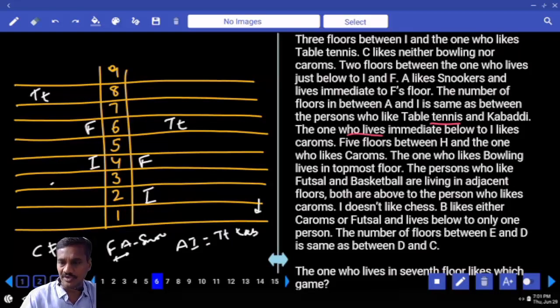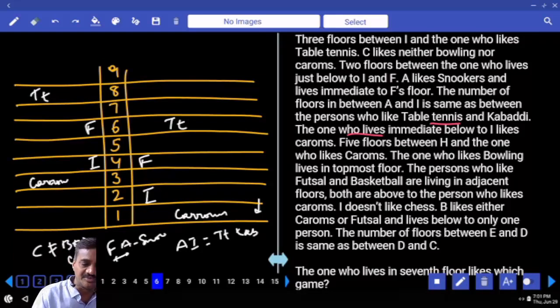And the one who lives immediately below I plays caroms. He also lives immediately below caroms. And that person cannot be C. We cannot take C at this place because C is neither caroms nor bowling.